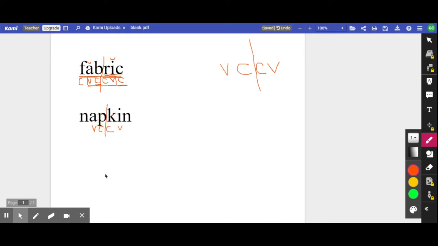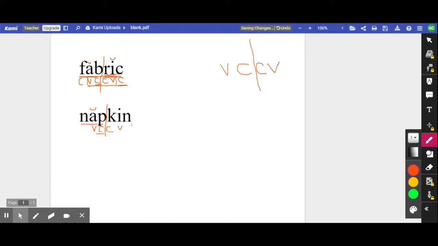Now I'm ready to decide what types of syllables these are. All right, let's look at this first syllable. It ends in a consonant, so I know that the vowel will be short because a closed syllable ends in a consonant. The vowel in a closed syllable is short. Code it with a breve. Short A says ah. So we have nap.